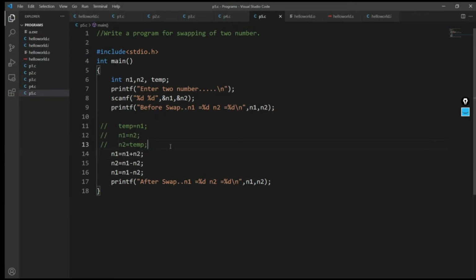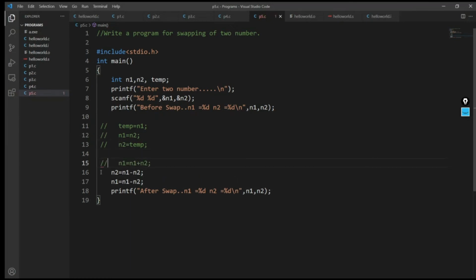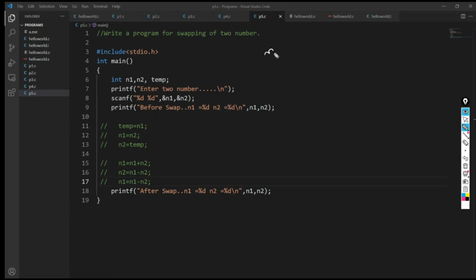Again, I will comment out this part. There is one more method using arithmetic operators. Again, I have two numbers, n1 is equal to 10 and n2 is equal to 20. Now we will use multiplication and division techniques. Suppose I do n1 is equal to n1 multiplied by n2. So what is my output? 10 multiplied by 20 is 200, right? So my n1 becomes 200 and n2 is 20 here.